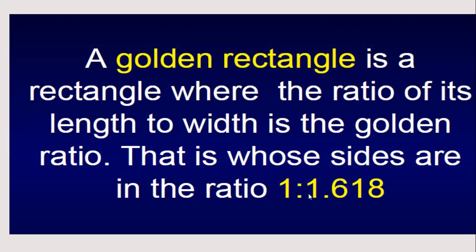A golden rectangle is a rectangle where the ratio of its length to width is the golden ratio, and that is whose sides are in the ratio of 1 is to 1.618. So when the ratio of its length to width is the golden ratio and the shape is a rectangle, we call it a golden rectangle.